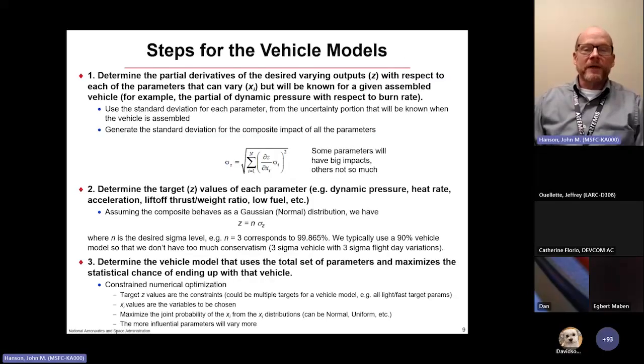So how do we do that? Well, here's a way that you can do that. This is a procedure that we worked up, implemented, and used for the SLS vehicle.